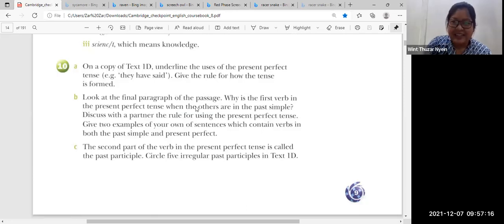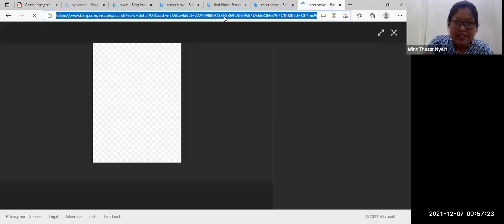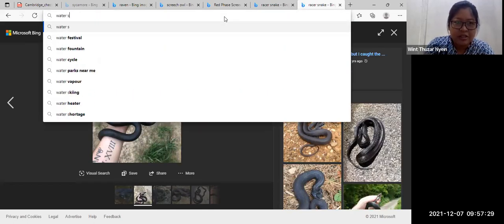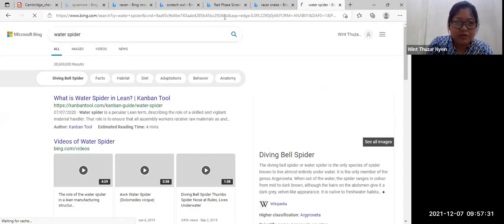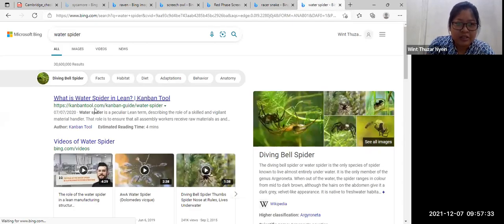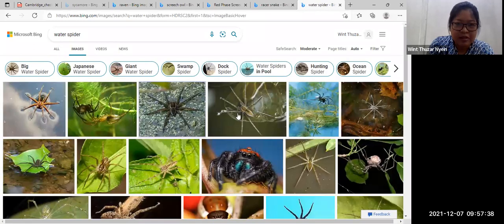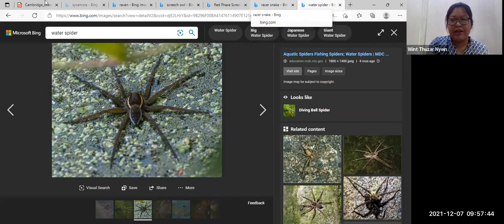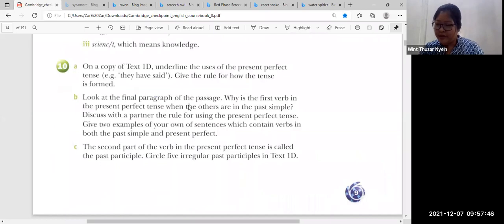I will show this one. The next one you will see in the picture, but it's not very clear. This is water spider. Okay. Now you may read right now. Read the passage, please.